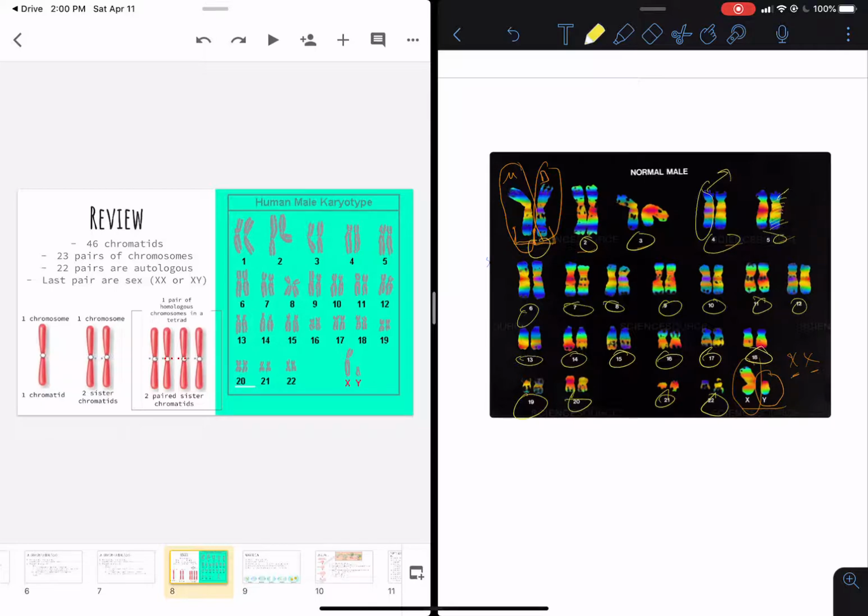The exception in humans is that, I shouldn't say the exception, but the main difference between humans are these X and Ys. And these are, of course, specific to sex. So if you have XX, female, if you have XY, male.